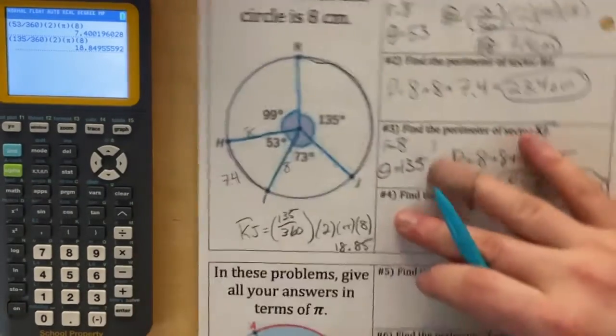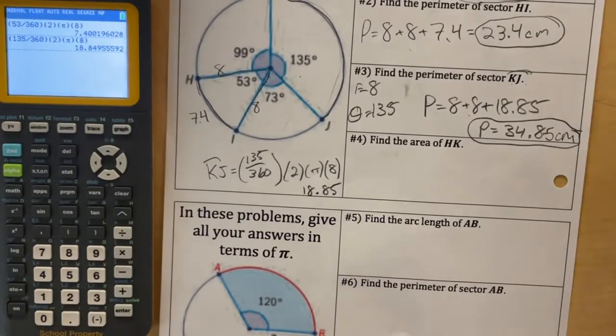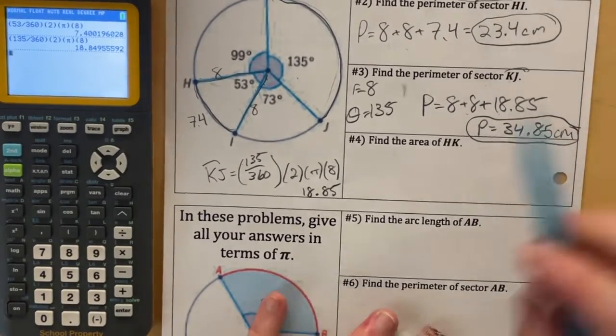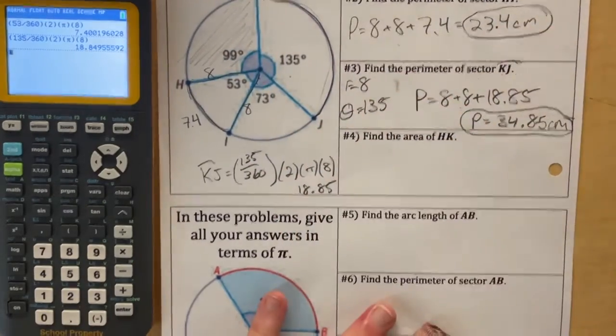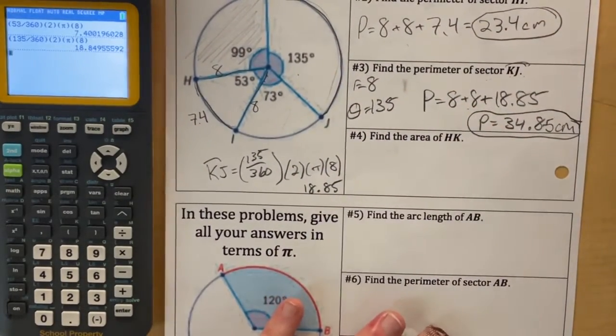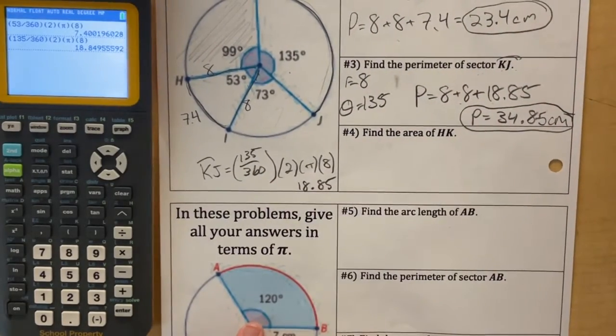Okay. So now, closing out that first circle, find the area of HK. So where is HK? Well, we're talking about this shaded amount in here. So if you need to redraw it for yourself, you certainly can, but we're saying, okay, we need to find this area. So make sure you have those units to the second power.